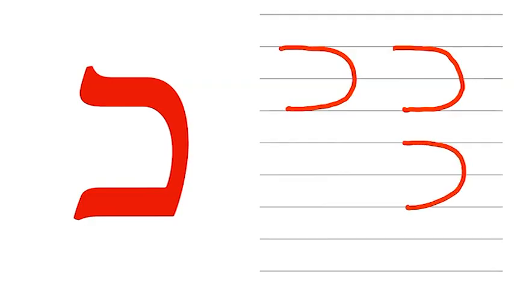Kaf. Kaf is written like a backwards C. Very easy. Kaf. A backwards C. Two more. Backwards C and backwards C. It's our fourth Bagad-Kafad consonant, so we're going to put a dagesh lene in the kaf.